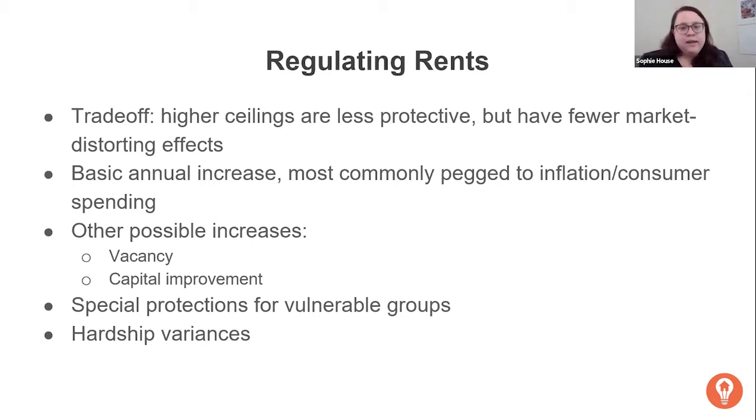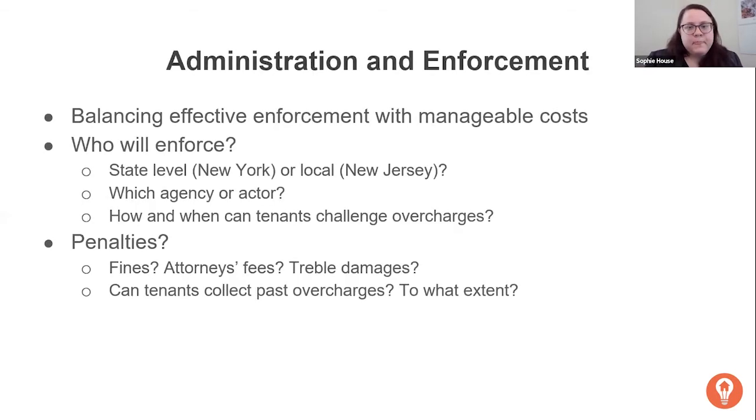And finally, rent regulation schemes have to have some process for allowing landlords to apply for increases or variances if the base rate won't allow them to earn a fair income after operating expenses. Otherwise, we run into issues with the takings clause. It's our daily constitutional law lesson.